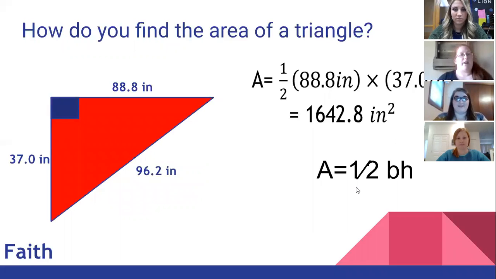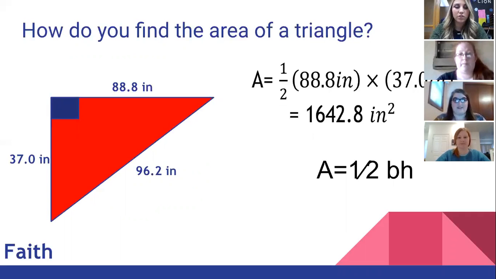Faith, how do you find the area of a triangle? That is a great question. Okay, to find the area of a triangle, we have a 3-sided polygon where we have the base by the height multiplied and divided by 2 to find the area. We use the formula A equals 1/2 times base times height.